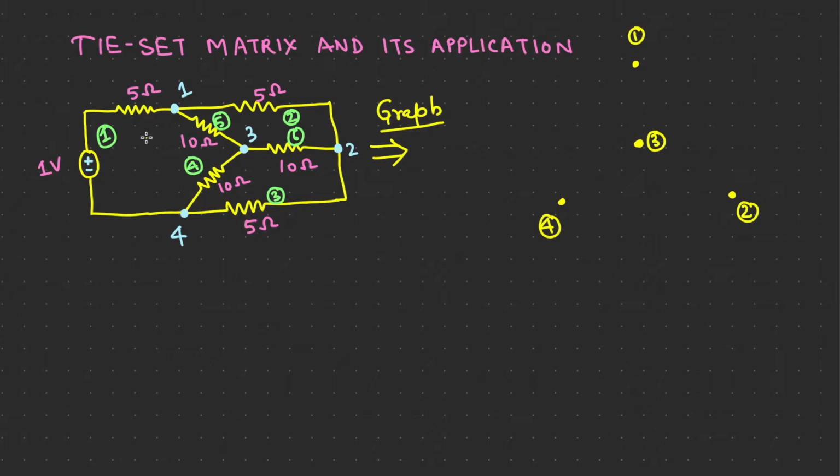So we have a connection between node 1 and node 4. Then 4 and 2 is also connected. Then 1 and 2 is connected. Then node 3 and 4, 1 and 3, and 2 and 3. So 3 is connected with all other nodes, so 3 is in the middle. So we can make it like this.